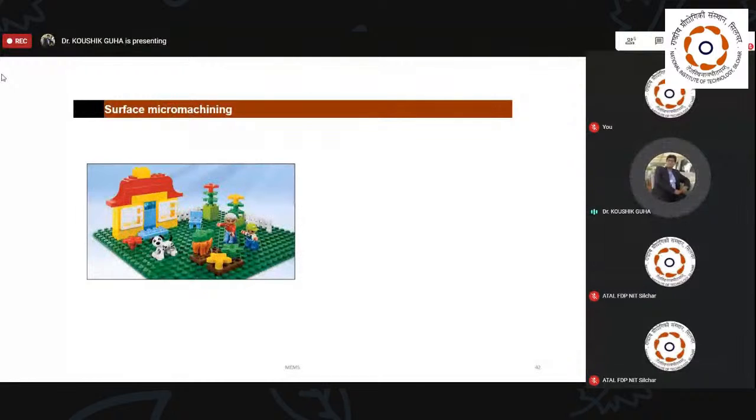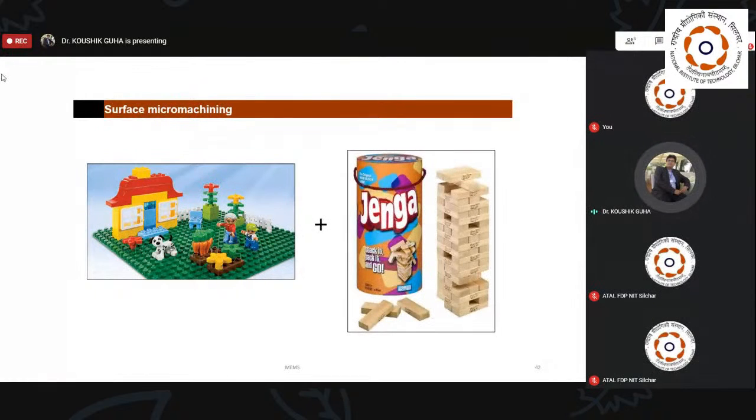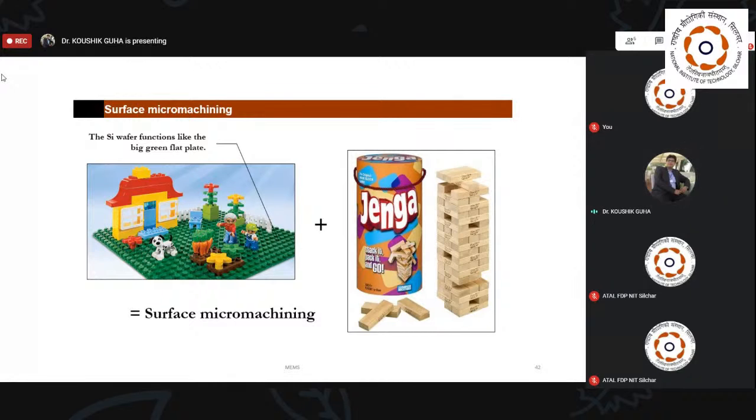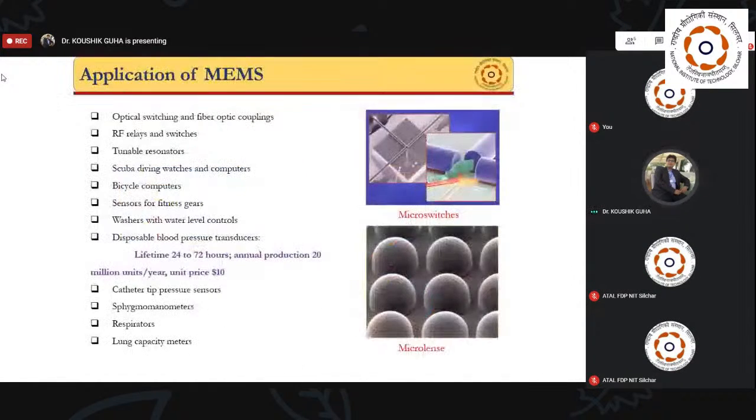From a layman's point of view, surface micromachining is like a green flat plate. It is the substrate, and on top of it our kids can put some toys and build some kind of city or structure. This is surface micromachining, where the surface of the silicon substrate remains as it is and is not interrupted, but we can grow our design or layers on top of it. This is surface micromachining technology.